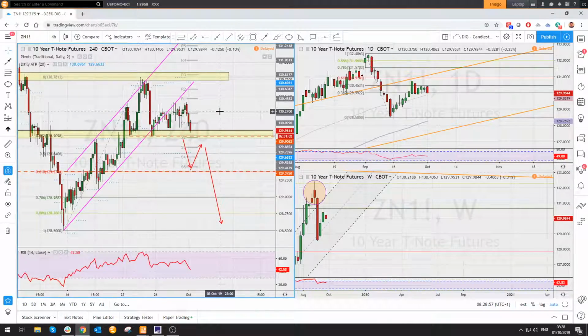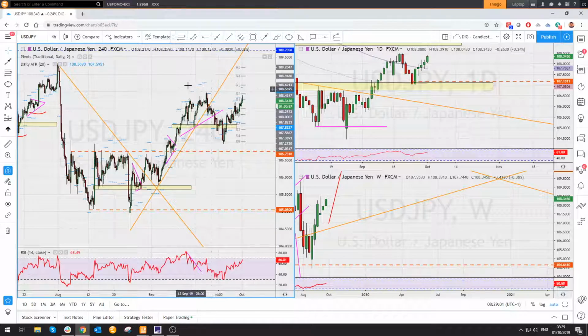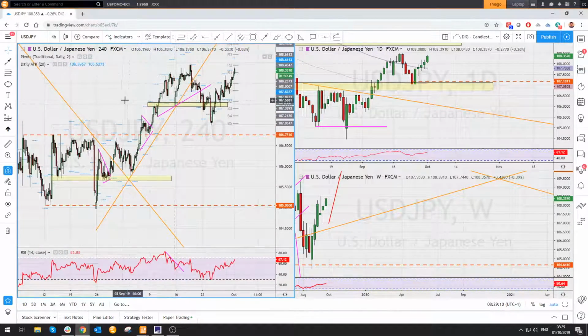I spoke about 109 being my target, but who knows? Maybe I can close half of my trades there. Maybe 70%, 60% of my longs there, and then hold the remaining and see what can happen, because it can give the dollar yen a huge move to the upside, right?